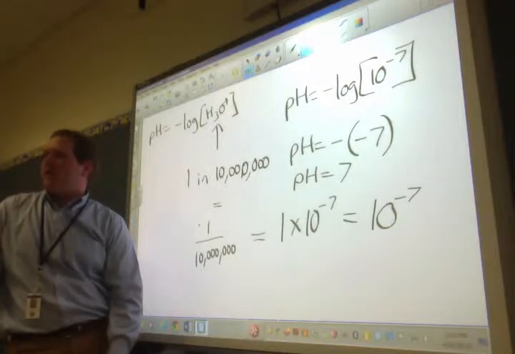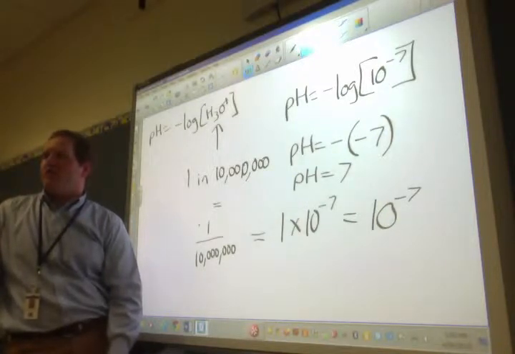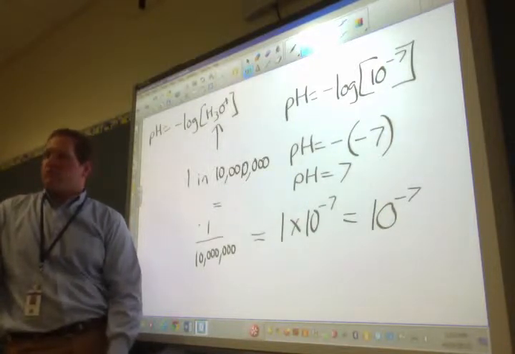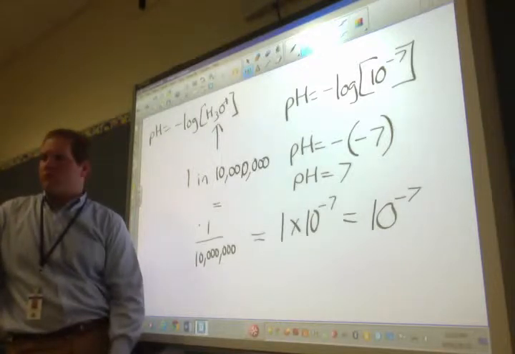We all clear on this? How we do this calculation? Yep. Yeah. pH equals negative log. Right, pH equals negative.